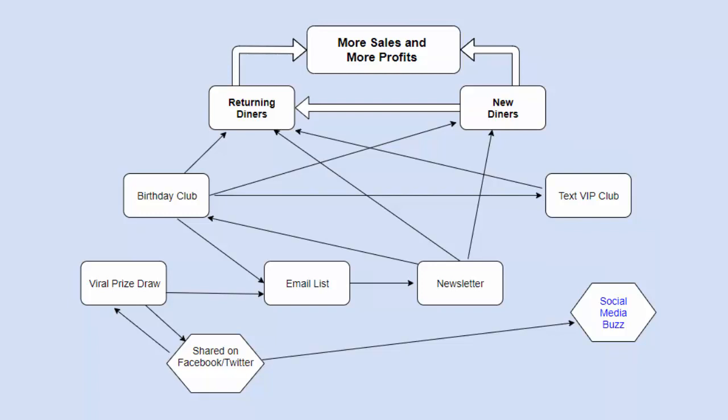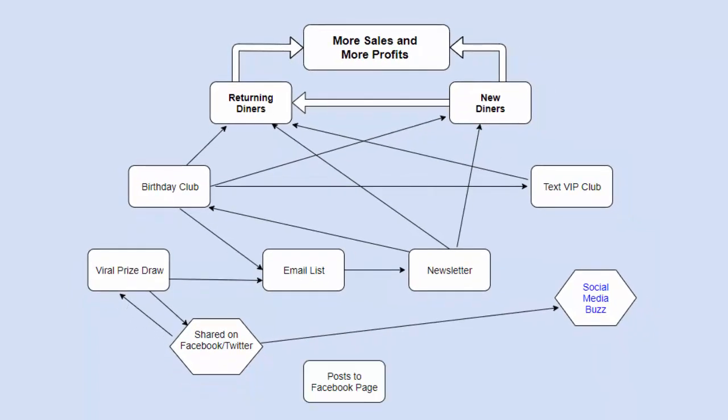The next part of the maximum impact system is regular posts to your restaurant Facebook page. I do these for you to achieve a number of things. Firstly, we post to promote the latest viral prize draw and so tempt people from your Facebook page to also join your email list. And of course, when they enter the draw, they also share with their friends, which brings new people to your list. We also post on your Facebook page to promote the birthday club, which gets more people to join that and so receive your promotional texts.